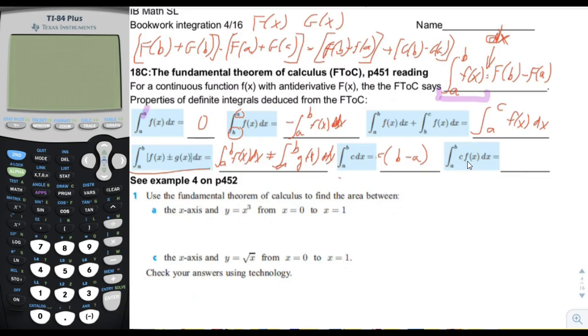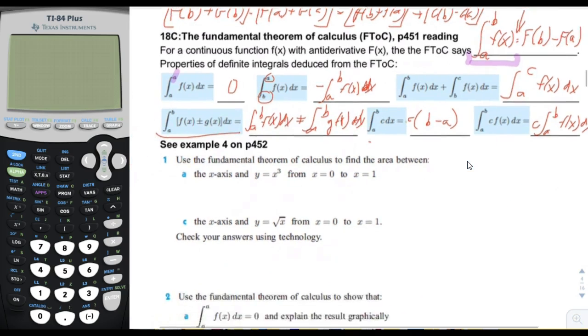Last of all, if you have this, this is equivalent to c F of b minus c F of a, which is the same thing as factoring out c. So it's the same thing as c times the integral from a to b of f of x dx. So we can rewrite this like that. Okay? Alright, so those are all the different rules for the fundamental theorem of calculus, which we're going to use in the next few pages.